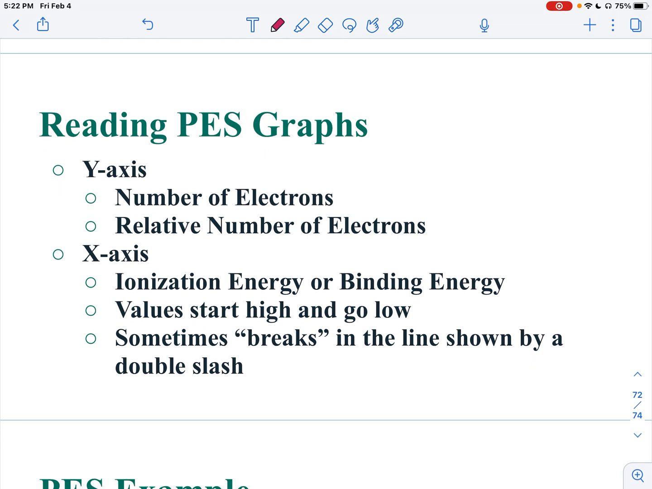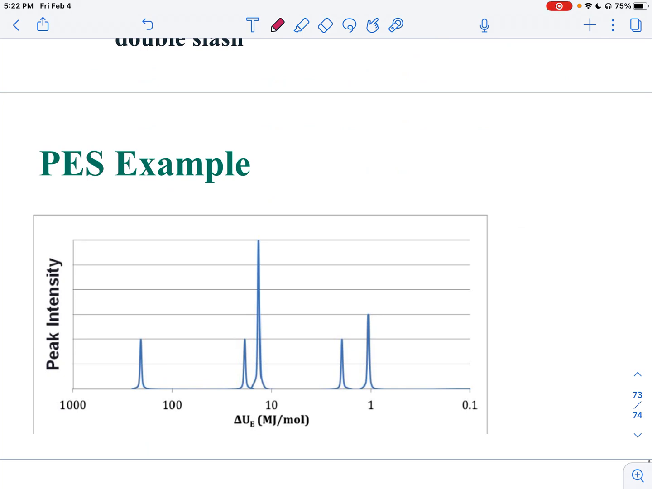So when you read a PES graph, the y-axis will be either the number of electrons or relative number. Sometimes you'll actually see the numbers, and sometimes you'll just have to look at the peaks and figure it out based on the fact that you know, like the first peak should have 2 electrons, the second peak would have 6 if it keeps going and stuff. The x-axis is going to be ionization energy, which we'll talk about in the next video, but you should have talked about that in first year as well. And you'll also see these little things, double slashes, that just means there's a break in the numbers. So there's like a jump in the numbers. So I'll show you what that looks like.